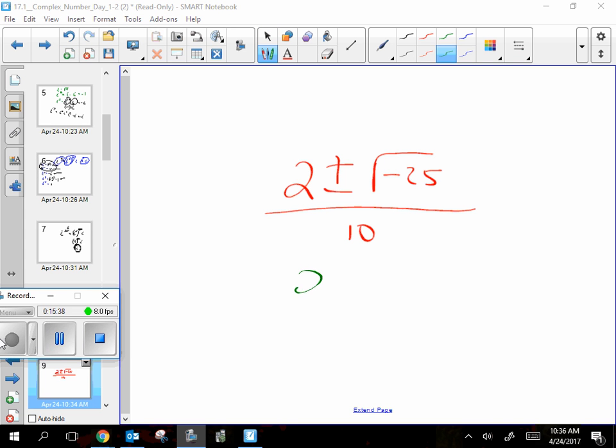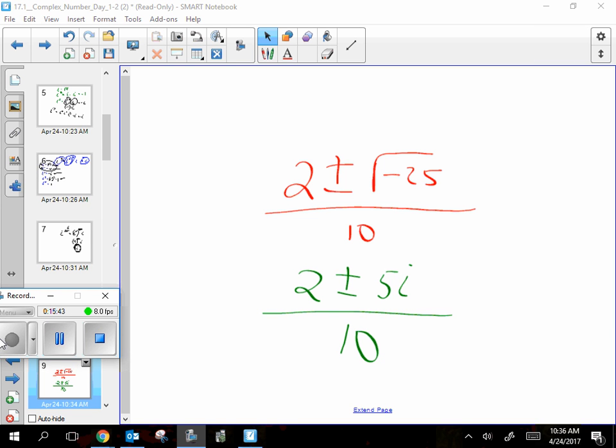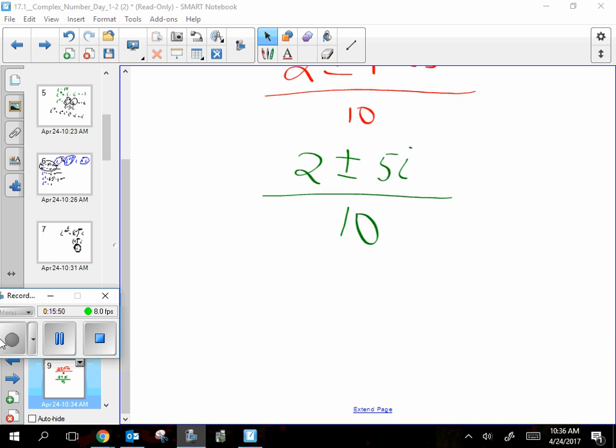All right, so I agree. 2 plus and minus, that's 5i over 10. But did you know how to go further than that? Yes, you could, but that's not what I'm talking about. You could write 2 separate equations, but we don't need to do that. Can I just cancel this and this? No, I can't. Why not? That adding and subtracting thing in the middle of the problem means I can't.